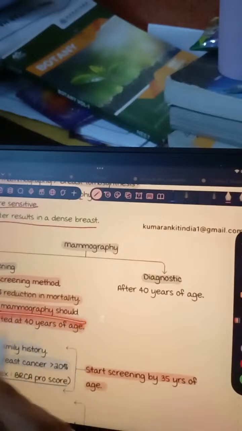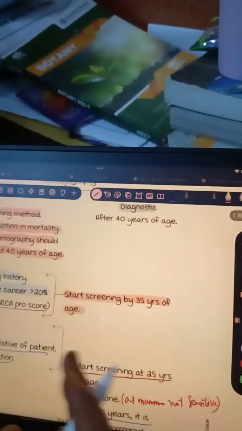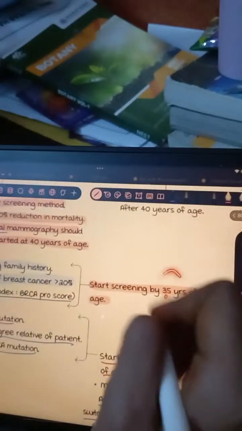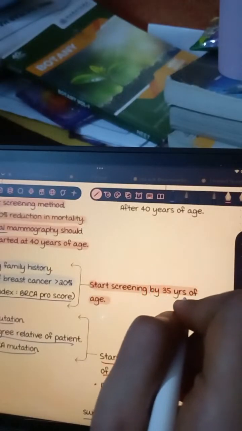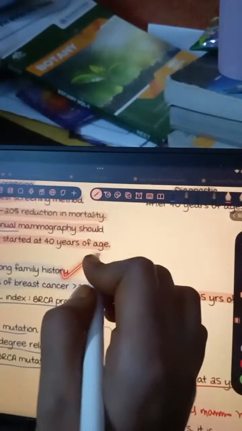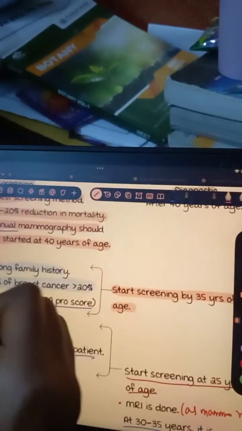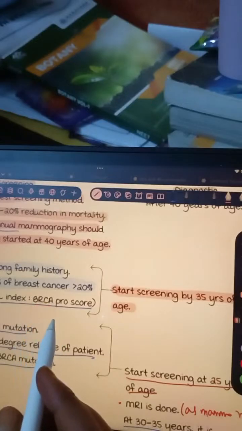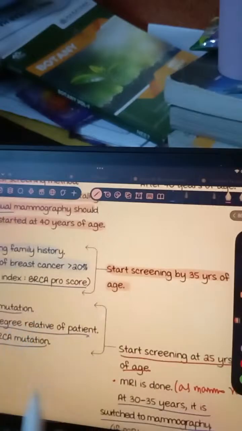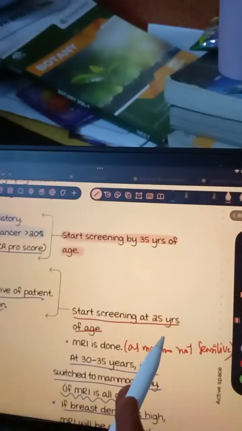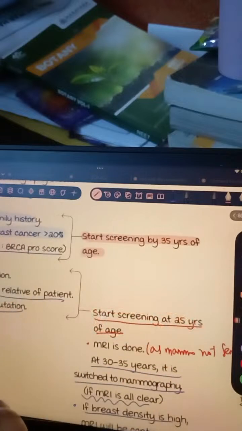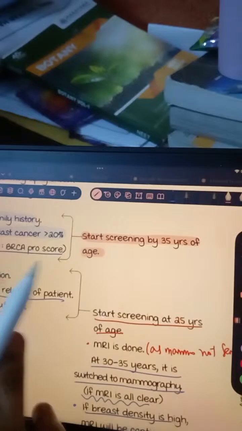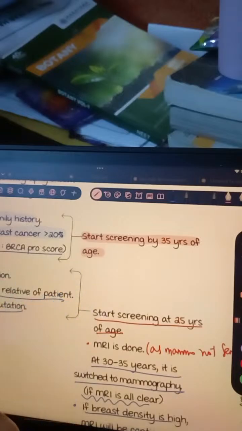Annual mammography should be started at 40 years of age. We have to start screening by 35 years of age if there is a strong family history and a risk of breast cancer of more than 20%, which can be assessed by the Gail index or BRCA score. And we have to start screening at 25 years of age if a BRCA mutation is present, and for first degree relatives of a patient with a BRCA mutation.